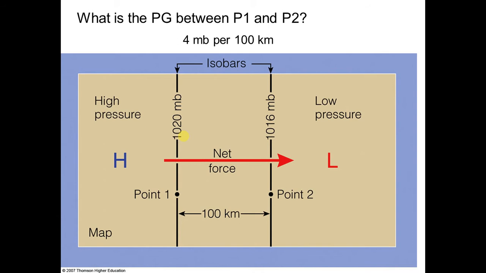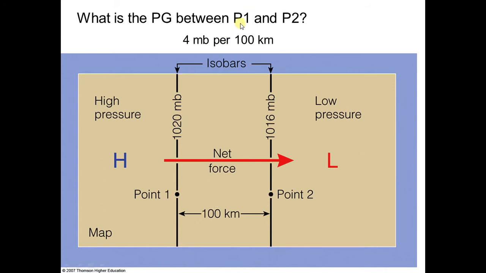Point 1 here is along the 1020 millibar isobar. Point 2 is along the 1016 millibar isobar. And point 1 and point 2 are separated by 100 kilometers, or 62.1 miles. Recall a 10K race is 6.21 miles. So this is about the distance from San Jose to maybe Sausalito, or San Jose to Martinez along 680, about that.